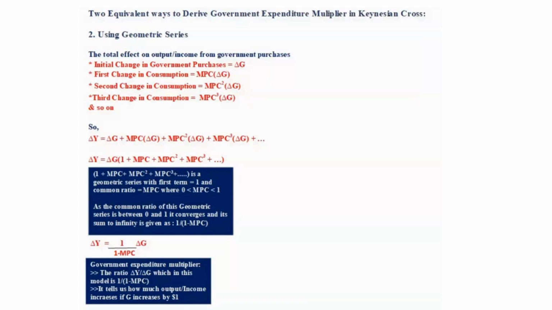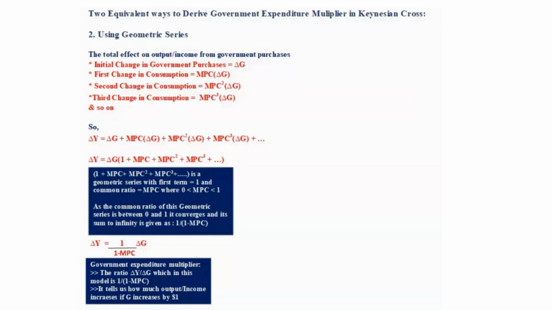We want to now look at how we derive the government expenditure multiplier in the Keynesian cross using geometric series. To analyze this, we will look at how the total effect on output or income from government purchases arises because of the initial change in government purchases, delta G, because of the first change in consumption, MPC times delta G, the second change in consumption, MPC square times delta G, the third change in consumption, MPC cube times delta G, and so on.